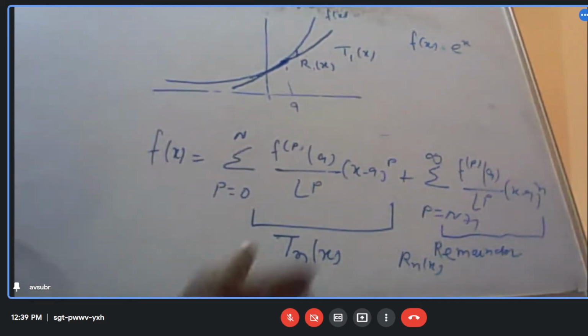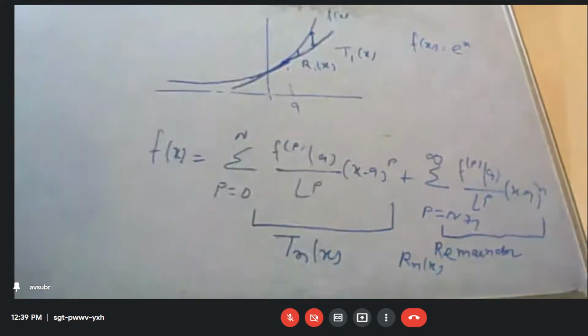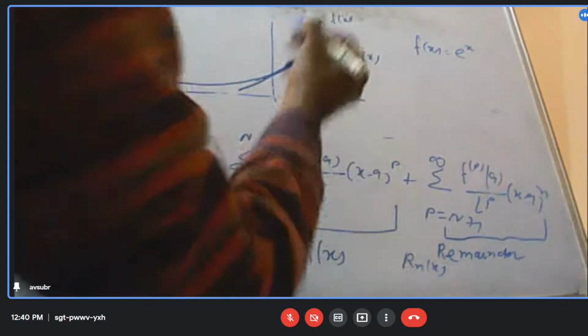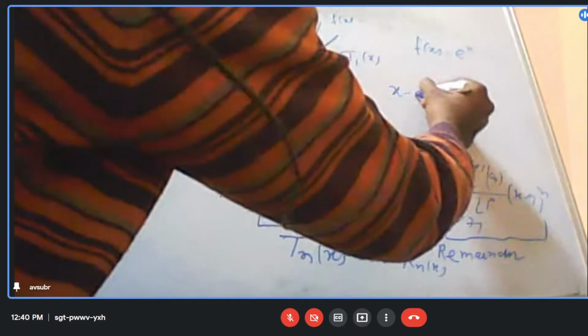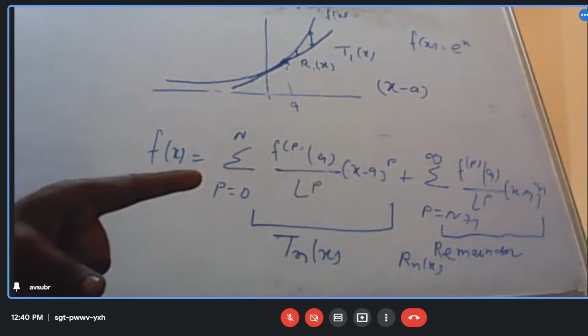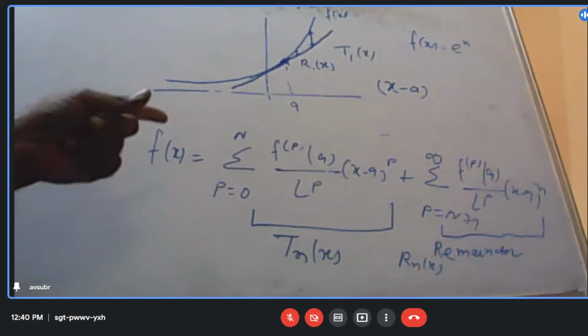Now you just see that this error increases as x increases. As x increases, meaning the more we go away from x equal to a, the more the error is. So it means that the error depends upon x minus a. First thing is that. We have already talked about this yesterday.